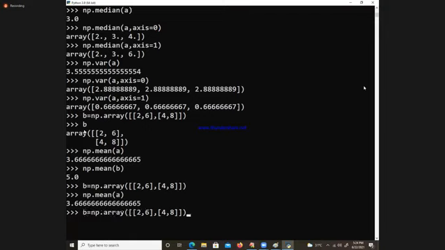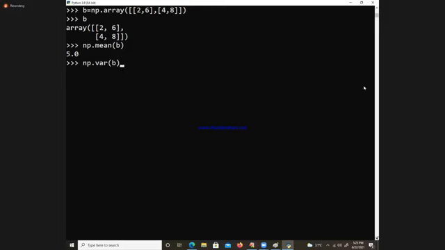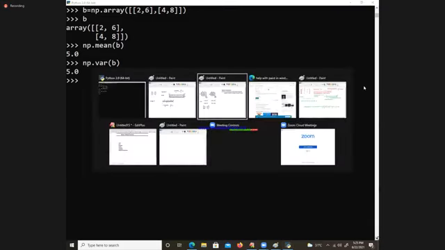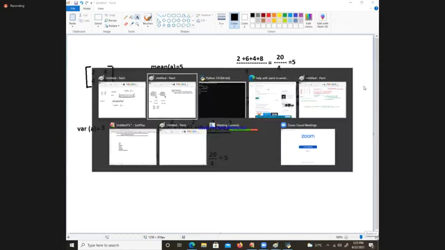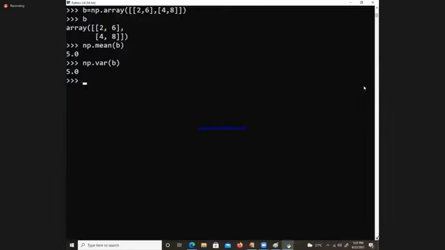Yeah. Again, so coming to this part. B, I want to show you. B. Yes. Now I want to go for mean of B. Mean of B, 5. NP dot variance of B. Variance of B. So you are getting 5.0. Are you okay with this? Is it understandable? And don't think that mean and variance give the same answer.